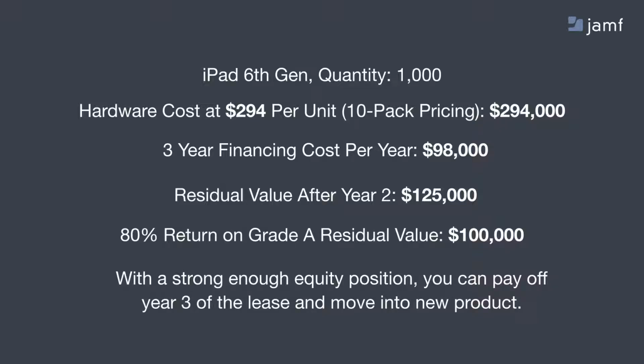Now, if we factor our company's historic average return of 80% of that grade A value, you're looking at an 80% return of $100,000. What this tells us is that after 2 years, you're actually in a strong enough equity position that you can pay off the 3rd year of that lease and move into new product. And the reason that that's important for you to understand is that you don't necessarily have to take the entire financing component to term. You're typically in a strong enough equity position sooner than taking that to the complete term that's identified there. Now, this also works in a 4-year lease structure, where typically after 3 years, you're in a strong enough equity position to move into new product by paying off that 4th year lease payment.